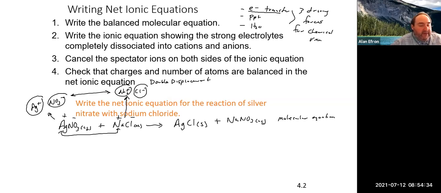Now, if we want to get to our net ionic equation, we would then break these up into our total ionic equation. Silver nitrate is a strong electrolyte, which means we would expect the silver ion to break apart and the nitrate ion to break apart. Sodium chloride is also a strong electrolyte, which means we expect the sodium ion to break apart and the chloride ion to break apart. As we were just talking about on the other page, this is a solid. The only way it can be a solid is if it stays together, so we would keep it together and not break it apart.